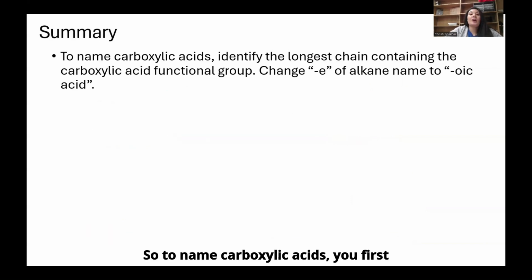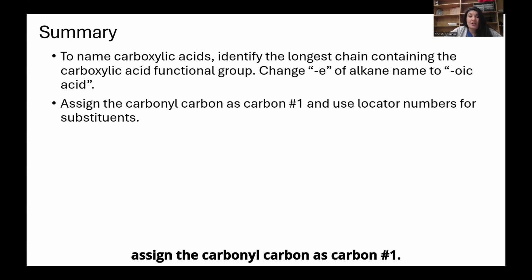So to name carboxylic acids, you first identify the longest chain containing the carboxylic acid functional group. Remember, if there is a longer chain, but it doesn't contain the carboxylic acid functional group, it doesn't matter. It has to contain the carboxylic acid functional group to be considered the parent chain. Once you find the longest chain, you have to change the E of the alkane name to oic acid. You assign the carbonyl carbon as carbon number 1 and use locator numbers for substituents.